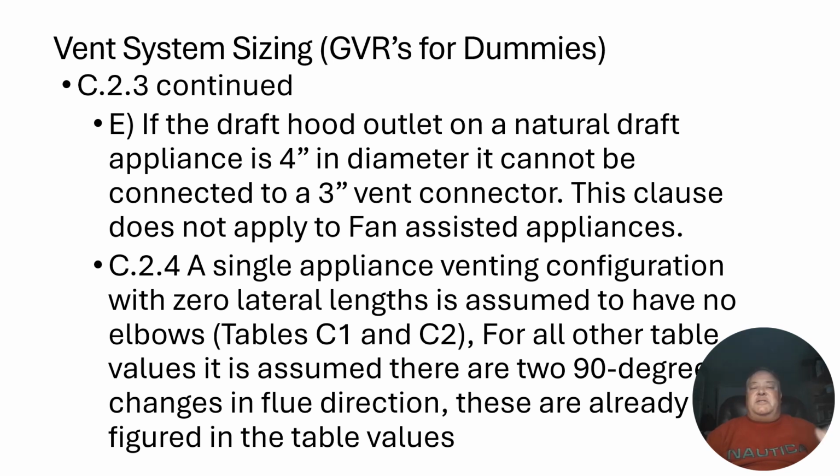Single appliance venting connection. So a single appliance venting configuration with 0 lateral length is assumed to have no elbows. So tables C1 and C2 will actually have a spot on them for what they call 0 lateral length, and we'll talk a little bit about those before. But all other tables, we're going to talk about the tables coming up here. It's assumed there are 2 90-degree changes in flue direction that are already calculated and figured into the table values that we're going to talk about.